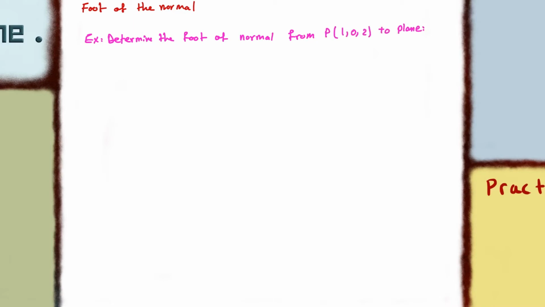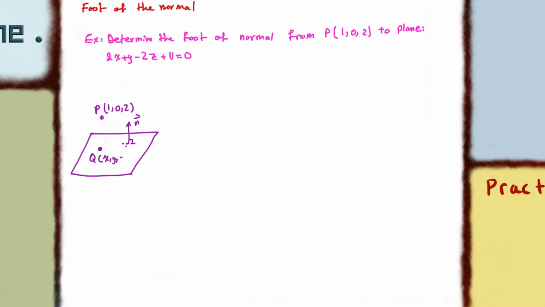Let's look at the foot of the normal now. The foot of the normal is where the point meets the plane at the shortest distance. So in this example, we want to determine the foot of the normal from point (1, 0, 2) to the plane that's given. Let's draw out this situation to get a visual view of what it looks like. We need a plane, we need a normal, we need a point P with coordinates (1, 0, 2), and we need the foot of the normal, let's call it Q, with coordinates x, y, z.